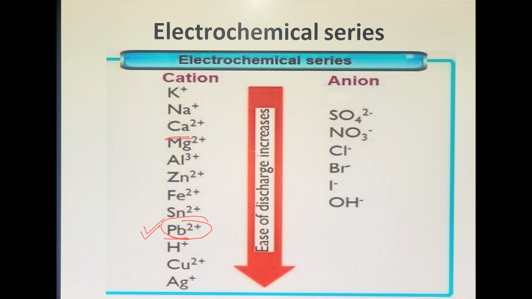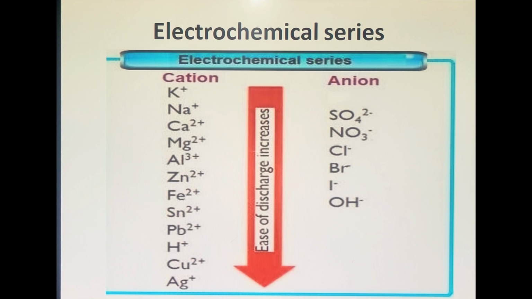Why am I saying it will be lead? Because we know from this electrochemical series of cations, the lower the position of the metal or the cation, the more easily it will get discharged. Clear? So, I am done with the electrochemical series of cations.